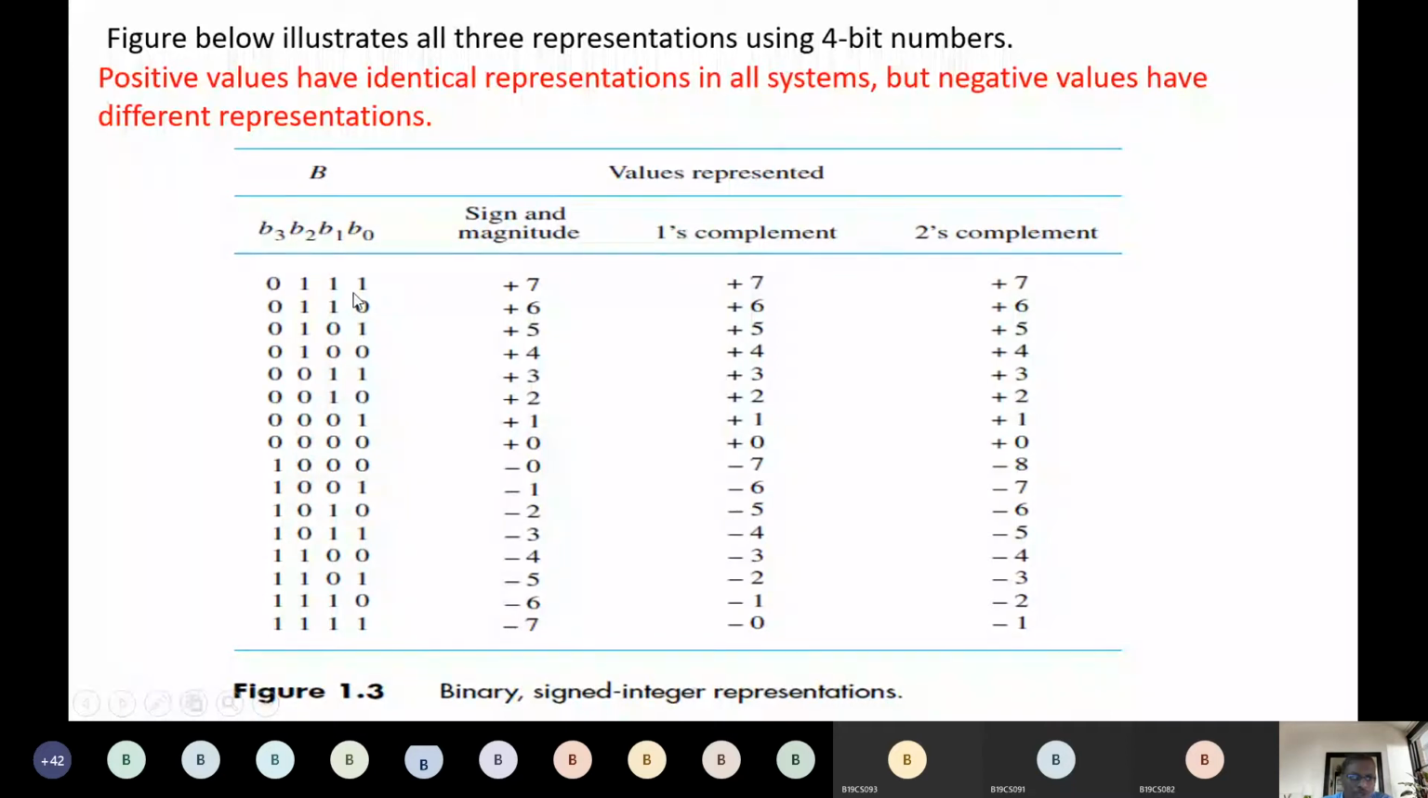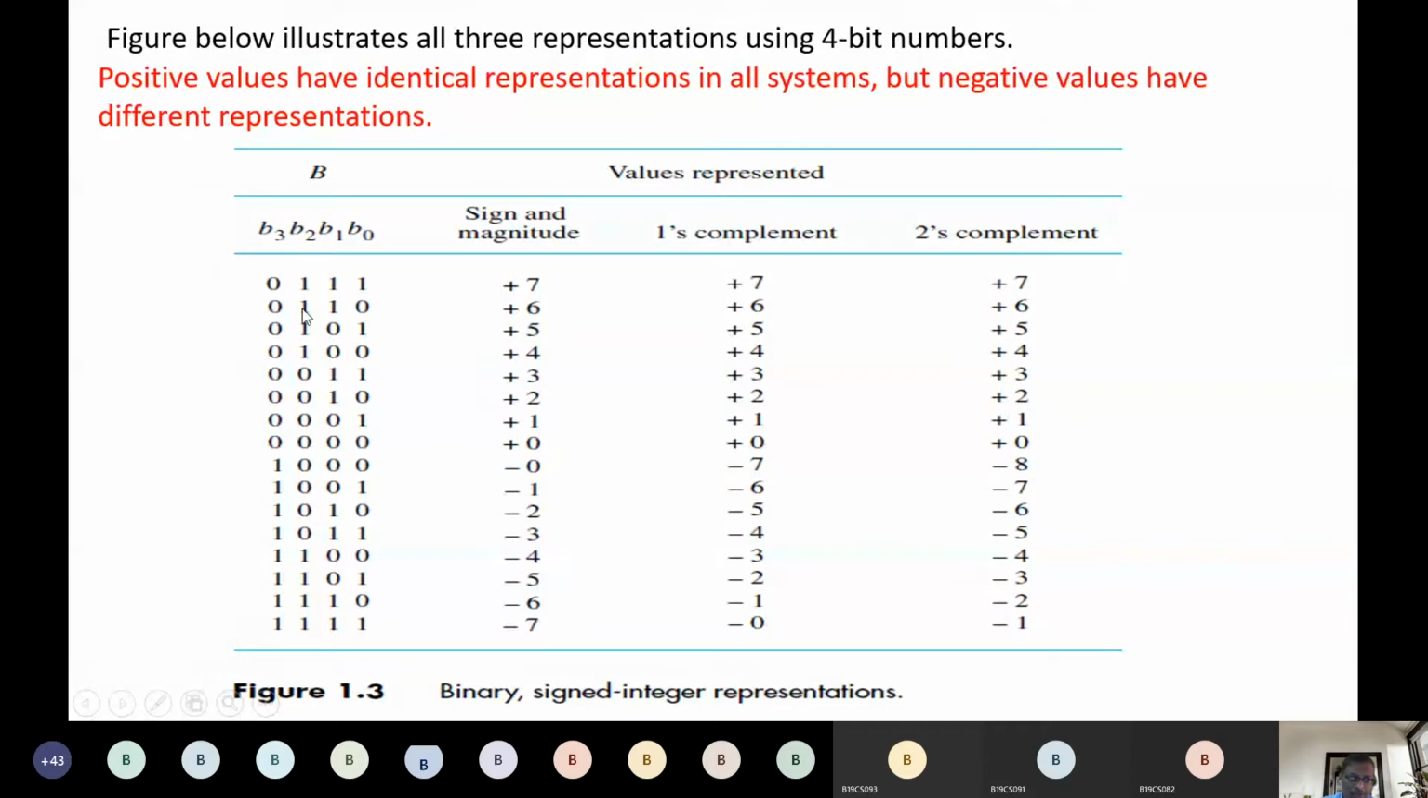Okay, 0 followed by three 1s. You can see these are the three representations we already discussed. Sign and magnitude is one method of representing positive and negative numbers. Ones complement is another method, and twos complement is a third. These are the binary representations and their equivalent sign and magnitude, ones complement and twos complement representations. Looking at the first one, the binary representation is 0, three 1s. In sign magnitude it is the same, 7. In ones complement it is the same, and here also it is the same, plus 7. All are the same.